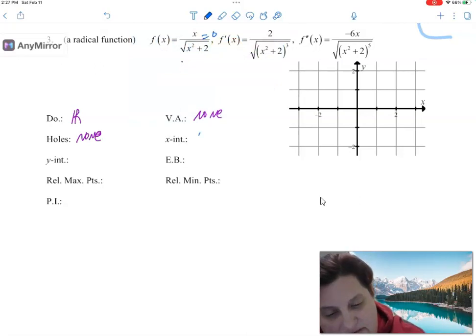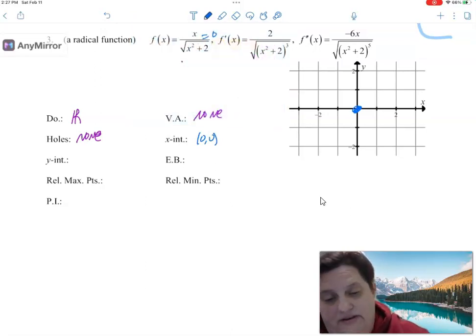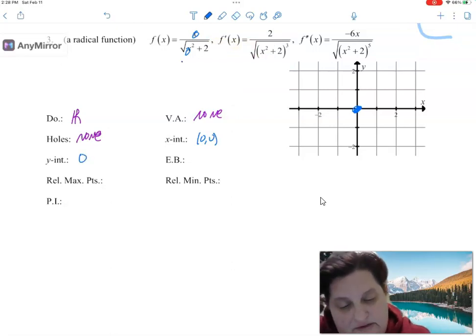X-intercept is where I set the top equal to 0, so I guess it has one at (0, 0). Y-intercept is where I plugged 0 in, and 0 divided by 2 is 0. So that's also (0, 0).